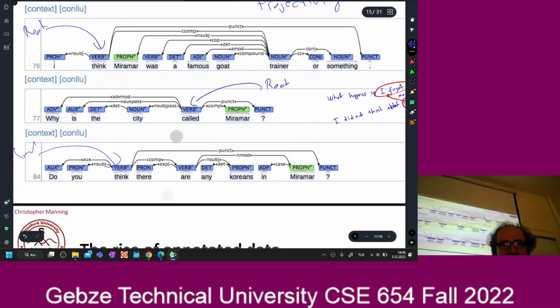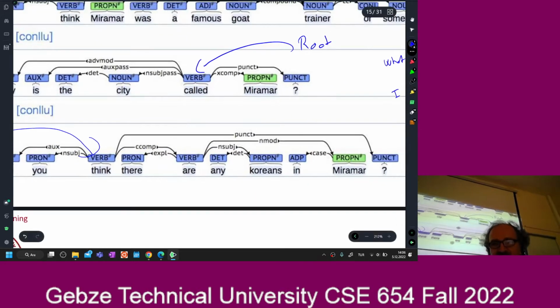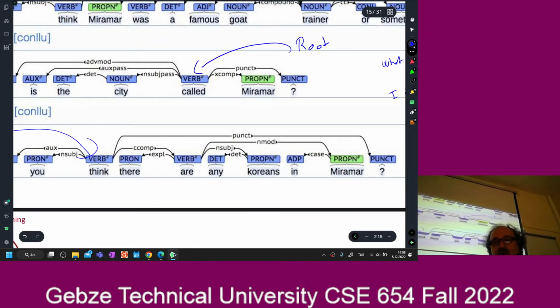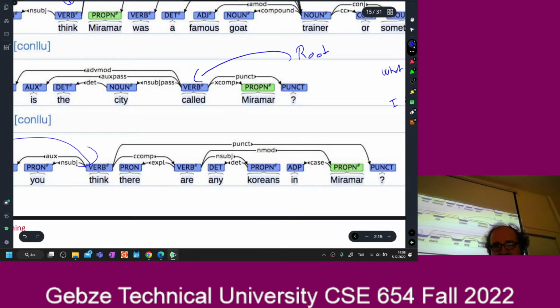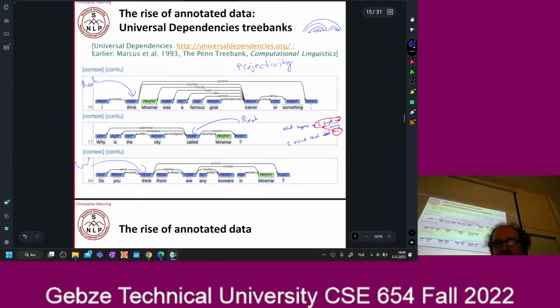And this one is the ccomp. I guess it means a complementary clause. There are any Koreans in Miramar, right? Another sentence, ccomp. So I am composing a sentence with another one. This one has its own subjects and objects and everything. So this is called dependency parsing.